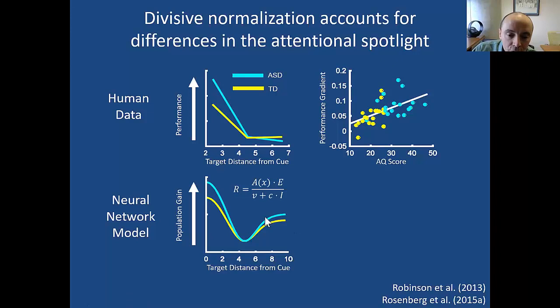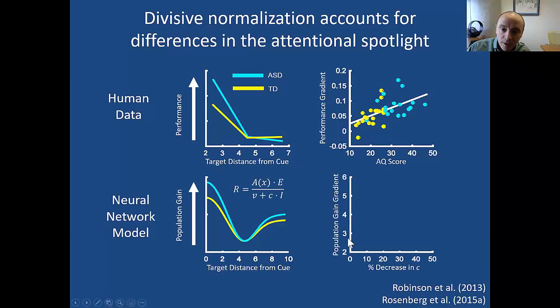And so we then turn down C to create the ASD version of the model. And indeed, you find that the gradient is steeper in the autism version of the model. Again, we've only changed C. This isn't a change in any way of the top-down kind of attentional spotlight signal.